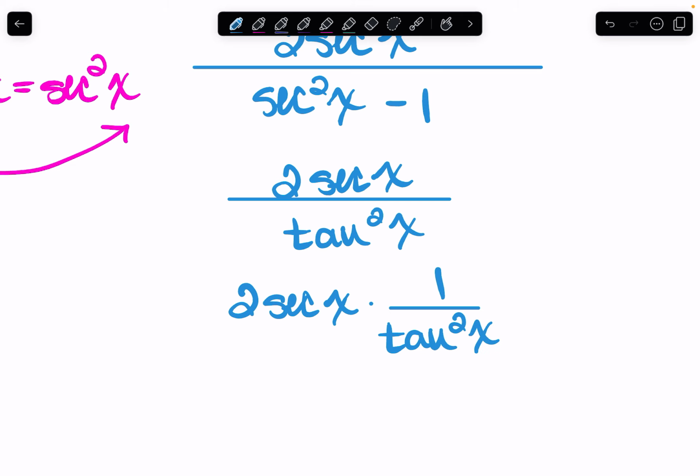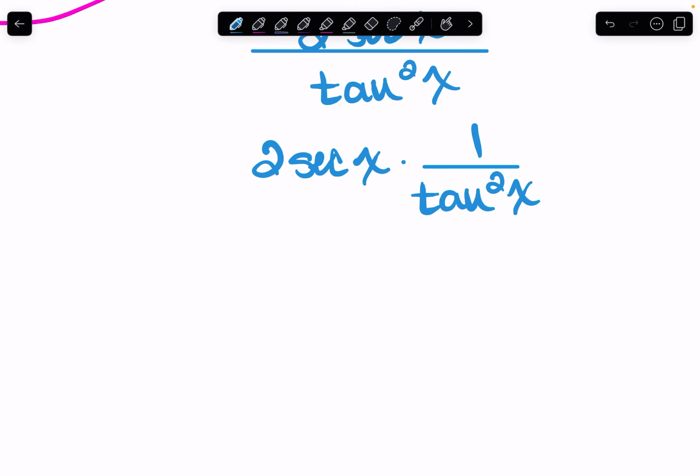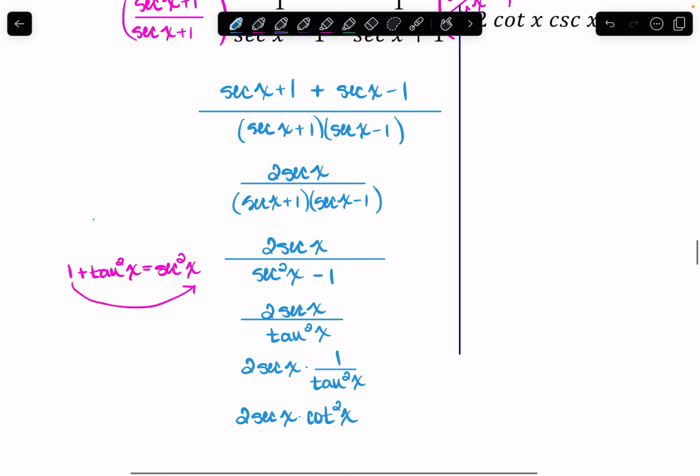tangent squared. Well, 1 over tangent squared, I could use a reciprocal identity because I see cotangent sitting on the right side. So I could use a reciprocal identity to get cotangent squared. So 2 times secant of x, that 1 over tangent squared is equivalent to cotangent squared of x. And then we kind of sit and we're like, well, now what?